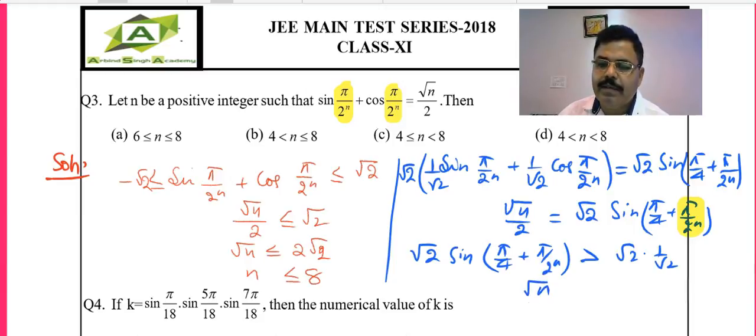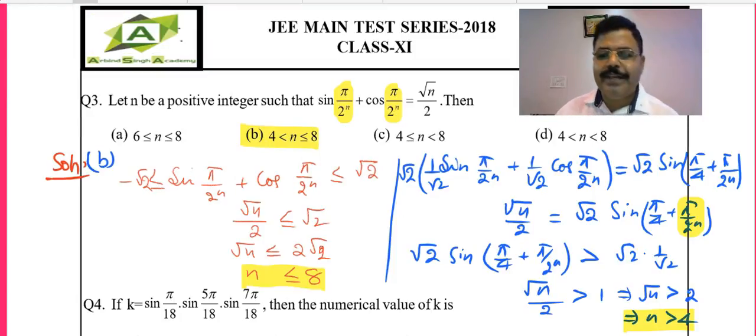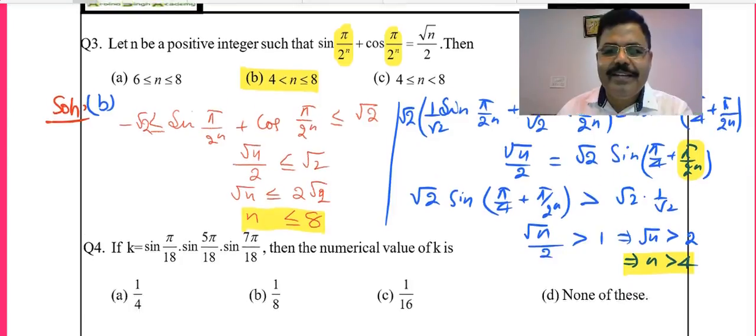This is nothing else but root 2 by n, which is greater than 1. And therefore root n is greater than 2, and therefore n must be greater than 4. So n is greater than 4 and n is less than or equal to 8, and therefore the better answer will be B. Out of the given choices, the answer will be B. Now the next question, let me discuss. I hope you are getting this well.